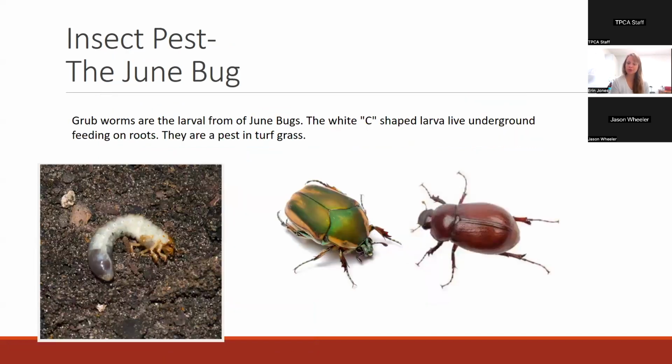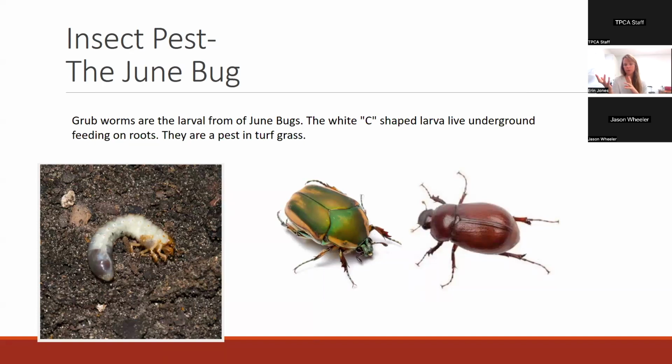If you're dealing with turf grass at all, June bugs can be a big pest. So the larval form of a June bug is a grubworm. Here we see a picture of a grubworm. So grubworms live in, they feed on roots. Turf grass is usually where we see them as problems, but they'll feed on a lot of different types of roots. So as they're feeding on the roots, they cause the plant to be dwarfed, or we could see yellowing. We can even see death of the plants.